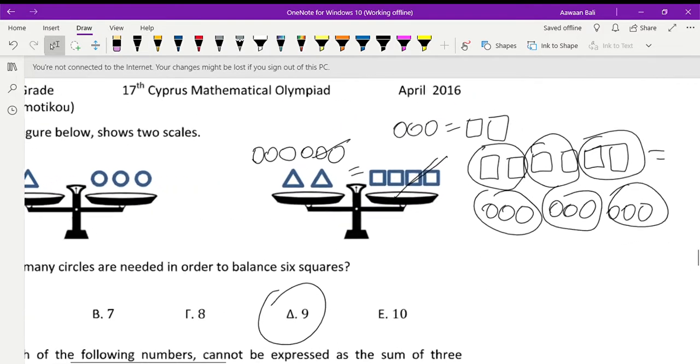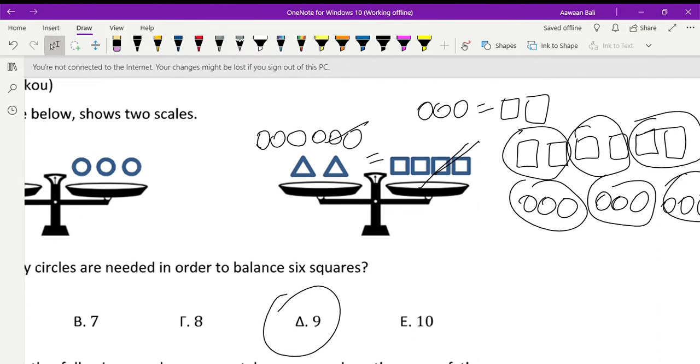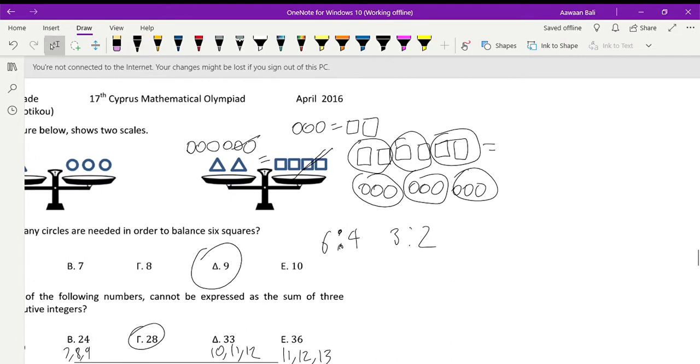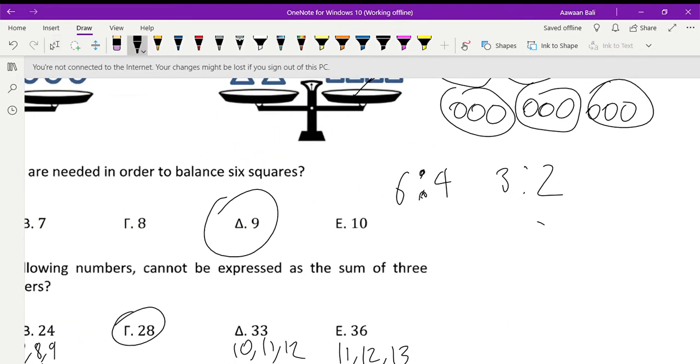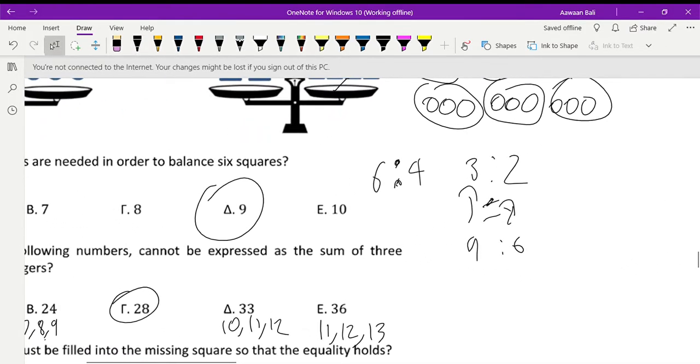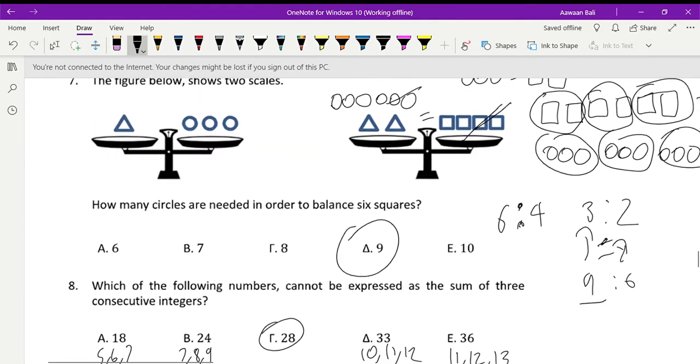You can look at this as a ratio. Since there are 6 circles and 4 squares, that's 6 is to 4. And we can simplify that by dividing both sides by 2. You get 3 is to 2. Now basically, if it's saying 6 squares, you do 2 times 3, 6. And then basically you multiply the 3 by 3 also, and you get 9. So, since we know the corresponding side for the circles is 9, we know the answer is delta again.